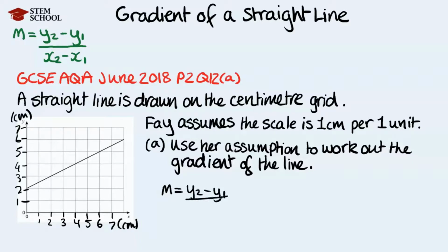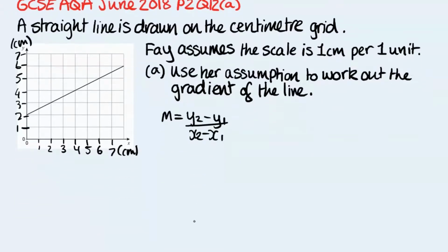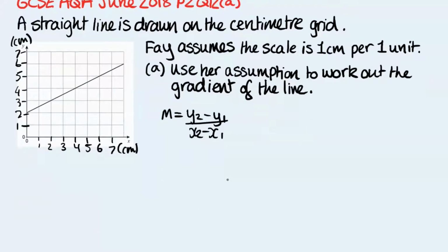So to calculate the gradient is y2 minus y1 all over x2 minus x1, okay? So anytime you need to calculate the gradient, you need to know 2 coordinates on that straight line, okay? So we've been given the straight line on a graph, so we have to identify the 2 coordinates ourselves. So let's pick an easy point where the line crosses a diagonal box, okay?